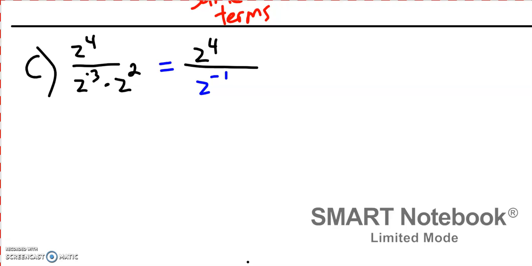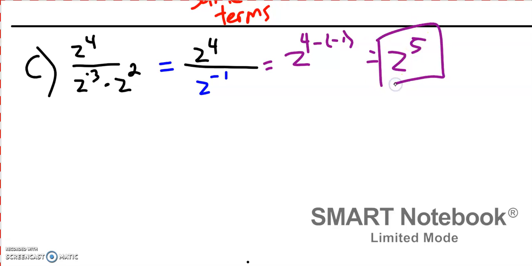I'm going to use my trick here. I have z to the 4th in the numerator and z to the negative 1st in the denominator. 4 is bigger than negative 1, so my answer is going to happen to be in the numerator. So we now have 4 minus negative 1. We get z to the 5th.